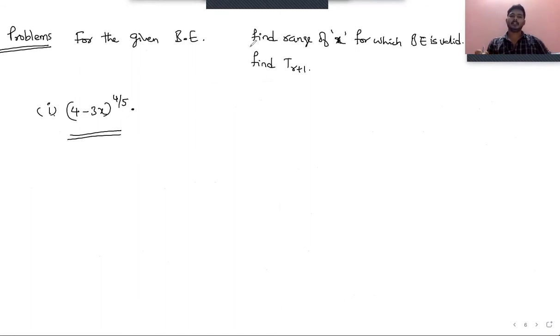What they're asking is, first, to find the range of x for which the binomial expansion is valid. And the second is to find the general term T(r+1). So before doing any of these things, notice this is not in the form of (1 plus x) whole power p by q or (1 minus x) whole power p by q, because we need to first convert this into this standard form.